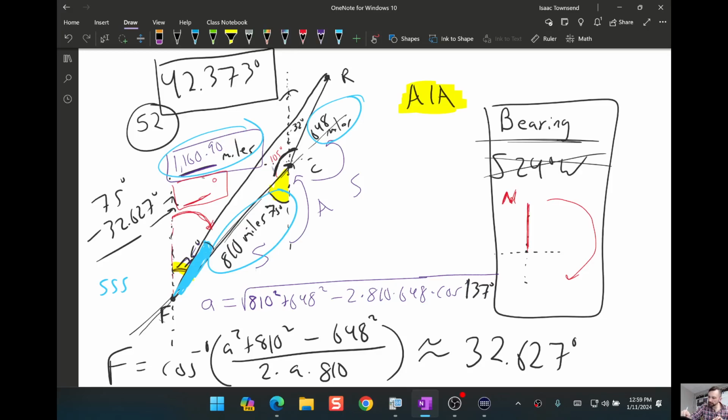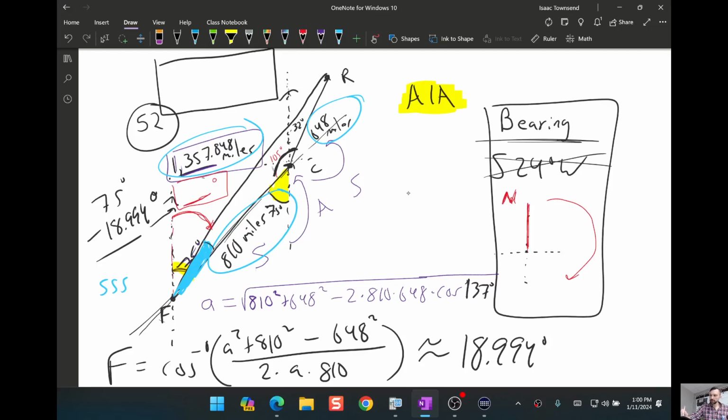Okay, so that actually makes this side a little bit bigger: 1,357.848. And then since that side is bigger, that's going to change this angle a little bit. But again, I had this stored, so it doesn't take me long to pull up what I already had. So angle F was actually about that. So the bearing part of the answer was 75 minus that. So it looks like the bearing should actually be 56.006.